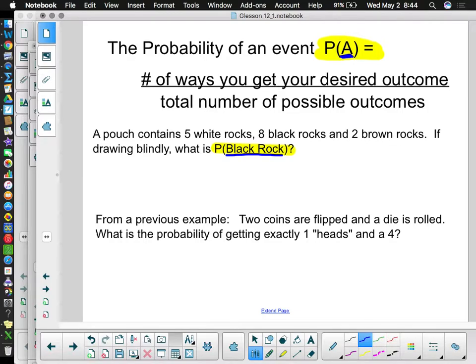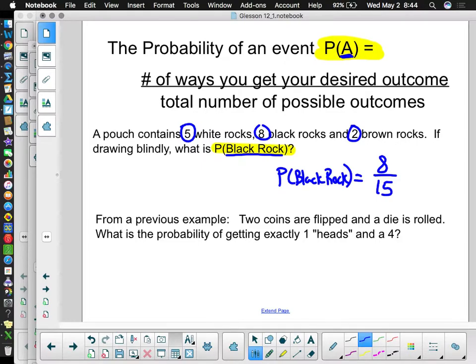Now this is a very simple problem because all we're doing is drawing 1 rock out of a bag. And I want to know the probability of a black rock. How many black rocks are there? There are 8 black rocks in the bag. Out of how many total rocks in the bag? How many possible outcomes are there? Well, I could get 5 white, 8 black, or 2, so there's 15 possible outcomes. So my probability of getting a black rock is 8 out of 15.